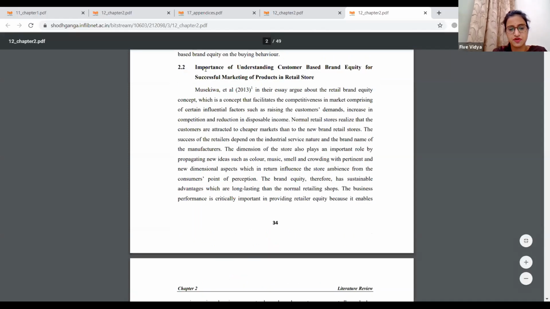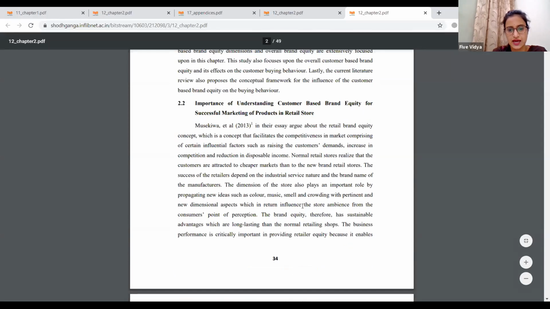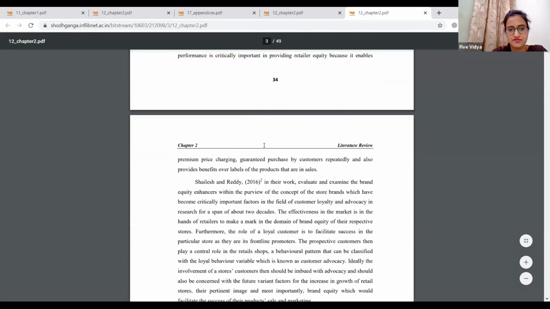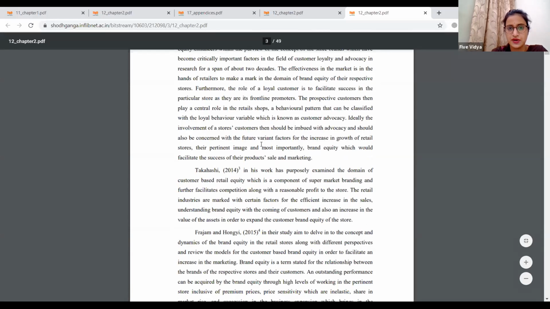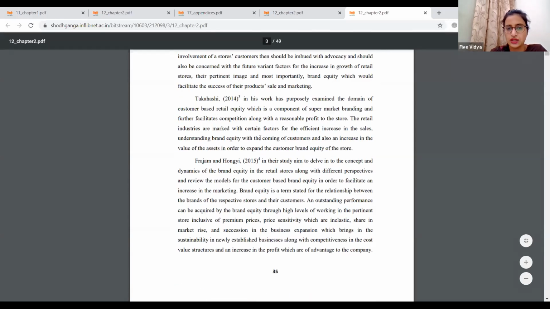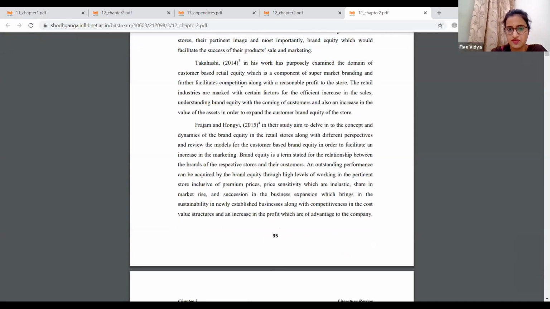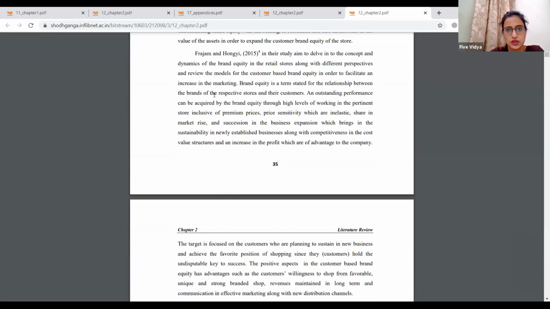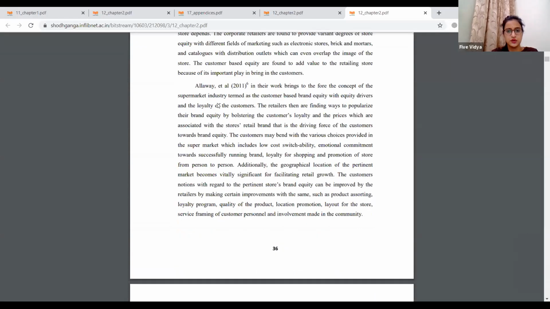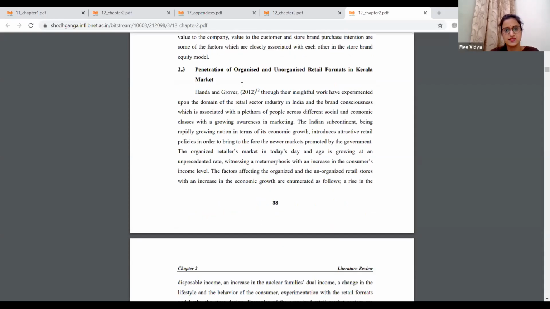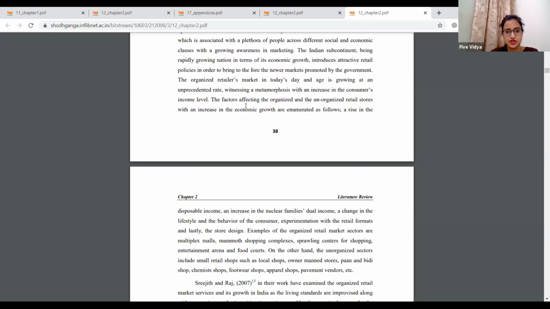Then we have formulated some subheads which are again related to the topic, which says the importance of understanding customer-based brand equity for successful marketing of products in retail store. And you can see all the references we have reviewed are written in an author-wise approach. Like one author, what he said about a particular topic, we have concluded and we moved on to the next author. So this you can see. Then this is the next subheading to be included in a literature review.